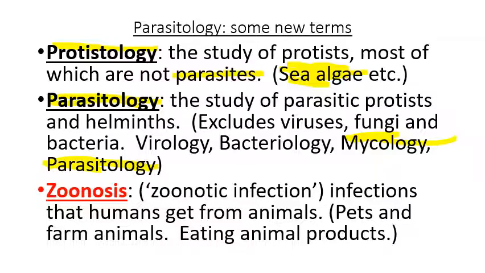Okay, you already know the term zoonosis, the other alternative term is zoonotic infection, so make sure you know what that means. This is where infections that people get specifically from animals, pets, farm animals, eating animal products, and so on. All right, so now within this kind of tapestry of names and specialties, we have parasitology and protistology, which is what we're talking about today.